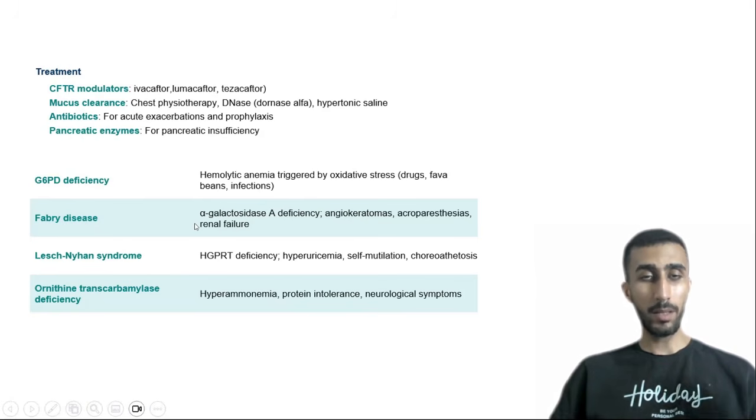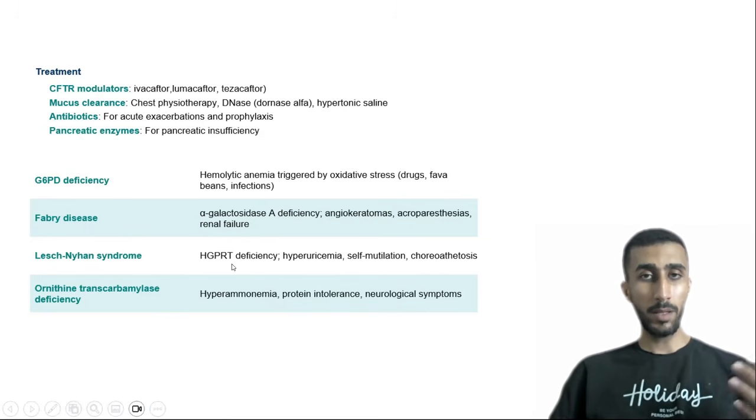Next, Fabry disease, which is another storage disease. The hallmark is a deficiency of alpha-galactosidase. You have to memorize that alpha-galactosidase is the one that goes with Fabry disease. These people may have angiokeratomas, renal failure, and paresthesia, peripheral acroparesthesia in the limbs.